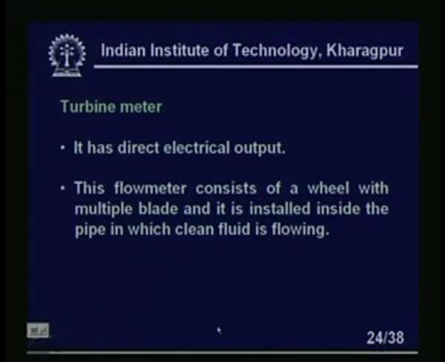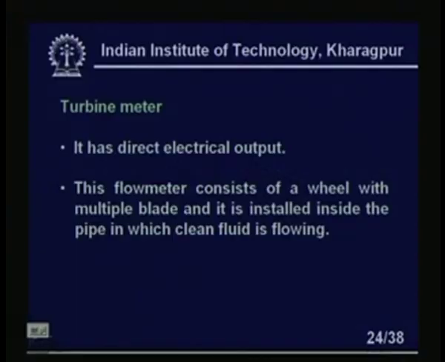No, it is not much in use because of some disadvantages. Anyway, it has a direct electrical output. The flow meter consists of a wheel with multiple blades. I am saying blade because the shape is like a blade in the case of the turbine meter, but the blade I am talking about is exactly similar to the teeth in the wheel of the just discussed variable reluctance tachogenerator, right.